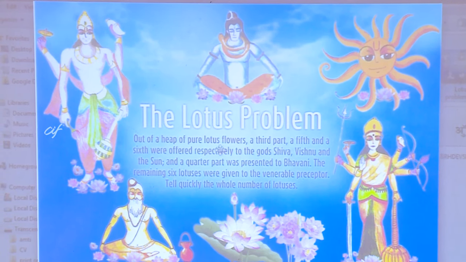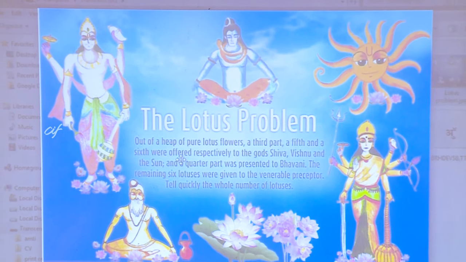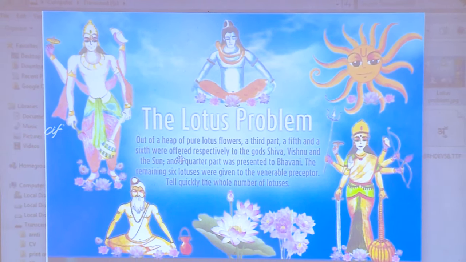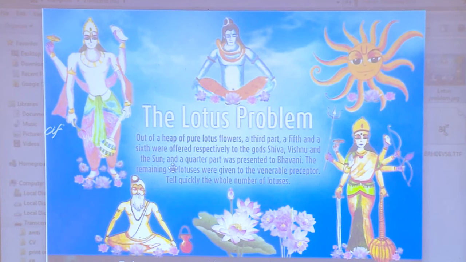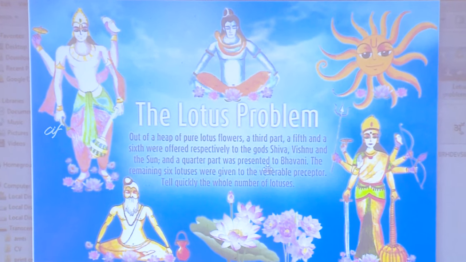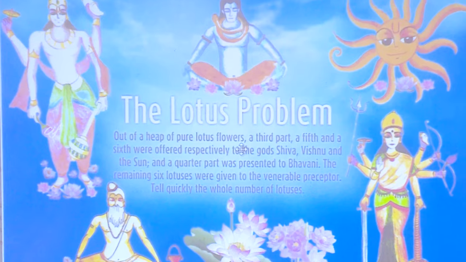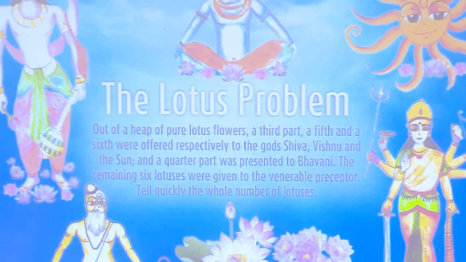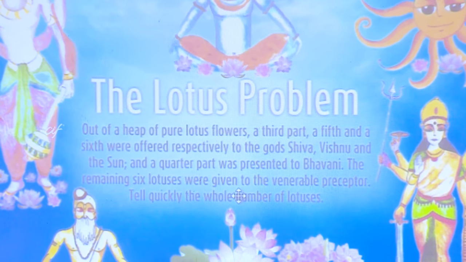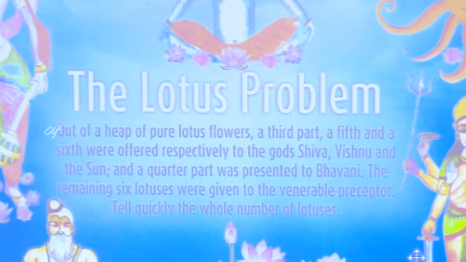There are some lotus flowers. Out of a heap of pure lotus flowers, a third part, a fifth part, and a sixth were offered respectively to God Shiva, Vishnu, and Sun. And a quarter part was presented to Bhavani. So 1/3, 1/5, and 1/6 offered to three gods, and a quarter part was presented to Bhavani. The remaining six lotuses were given to the venerable preceptor. Tell quickly the whole number of lotuses. Its solution.